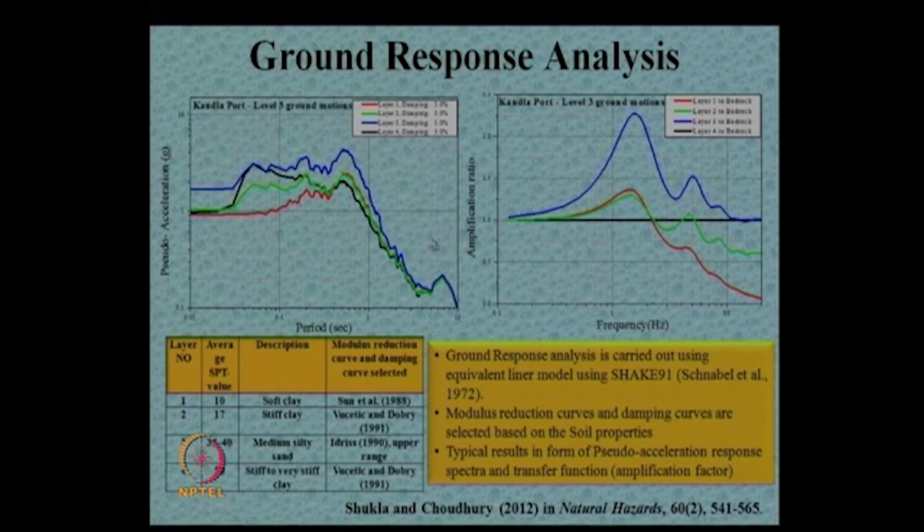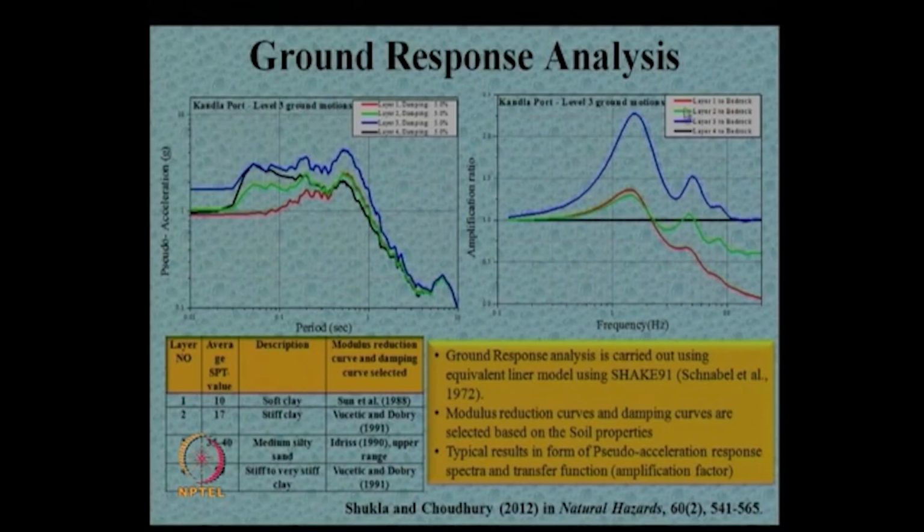So, how can the amplification ratio be obtained? Amplification ratio is nothing but the motion at ground level divided by that at bedrock. For the different 4 layers you can see the amplification ratio versus frequency. The black one is just a horizontal line with value 1, because layer 4 is at bedrock level. Okay? That is why there is no amplification, but the other layers show significant amplification, whereas layer 1 is the ground surface.